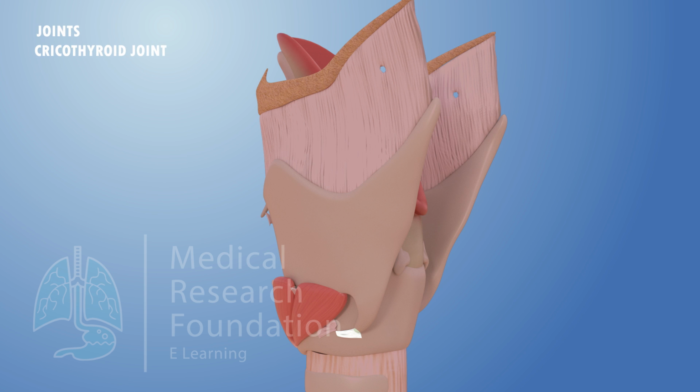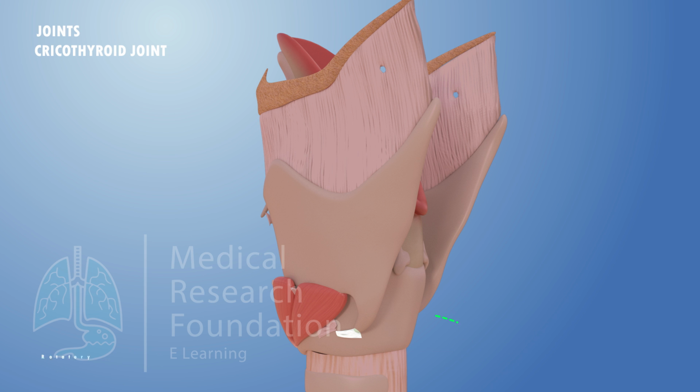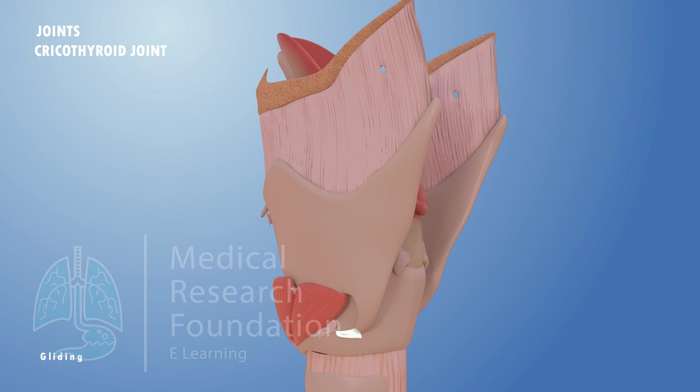Joints. Cricothyroid joint. It is a plain synovial joint between the inferior cornu of the thyroid cartilage and the side of the cricoid cartilage. This joint permits two types of movements. Rotatory movement, in which the cricoid rotates on the inferior cornua of the thyroid cartilage around a transverse axis, which passes transversely through both cricothyroid joints. Gliding movement, in which the cricoid glides, to a limited extent, in different directions on the thyroid cornua.